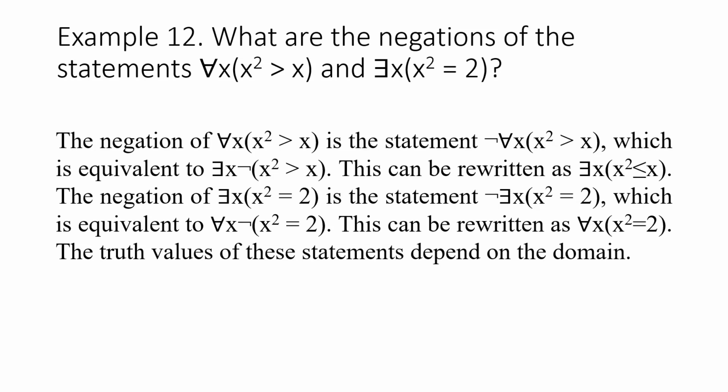So the negation of there exists x such that x squared equals 2 is equivalent to for all x, negation of x squared equals 2. This can be rewritten as for all x, x squared does not equal 2. The truth value of this statement depends on the domain. So we use De Morgan's law for quantifiers in the next example. Let's have this one.